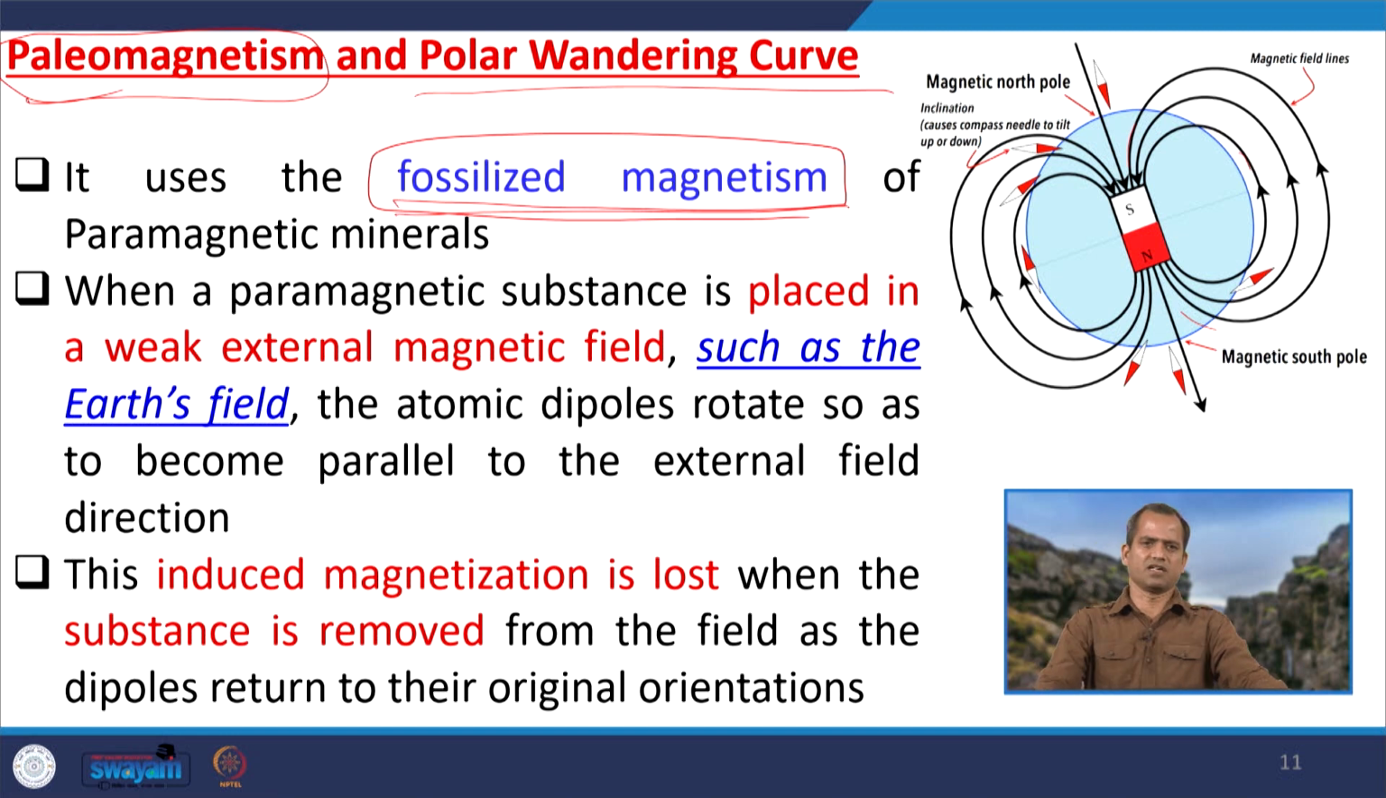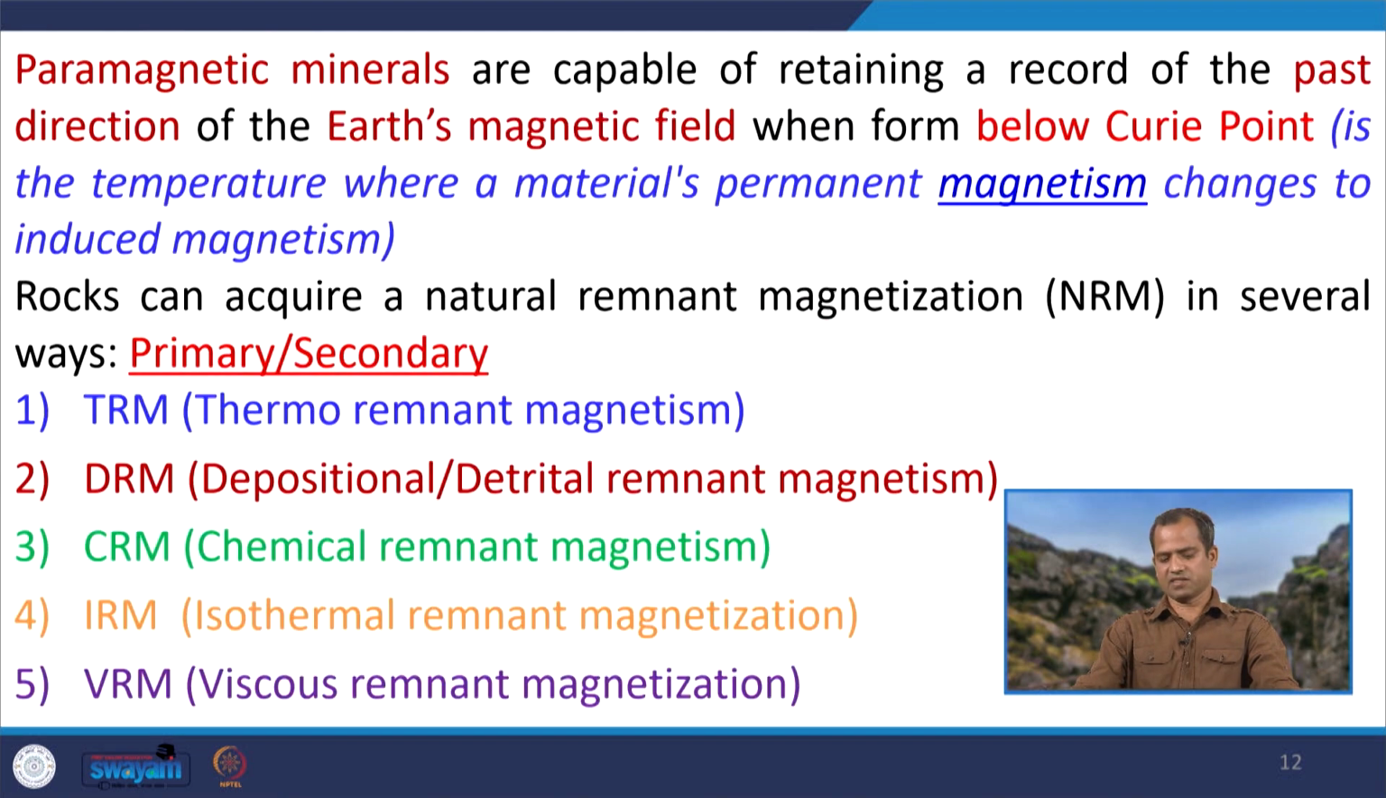and that is a very good indicator of this continental drift. So, when a paramagnetic substance is placed in a weak external magnetic field such as the earth's field, the atomic dipoles rotate so as to become parallel to the external field direction, and this induced magnetization is lost when the substance is removed from the place as the dipoles return to their original orientation.